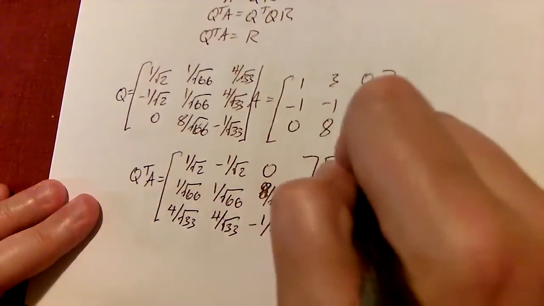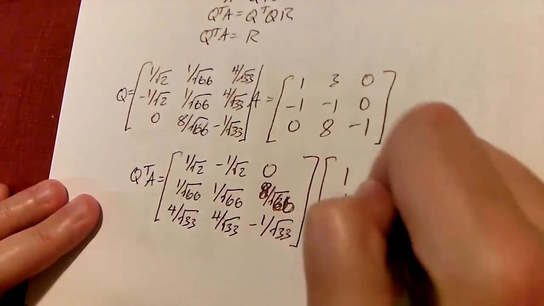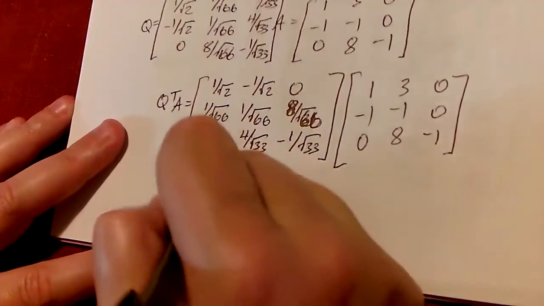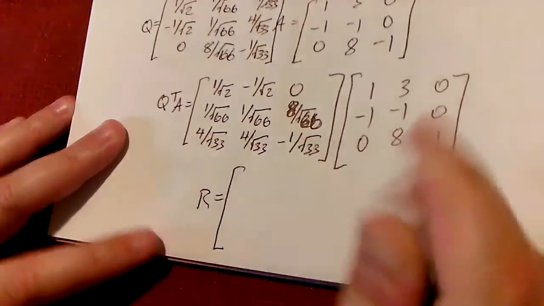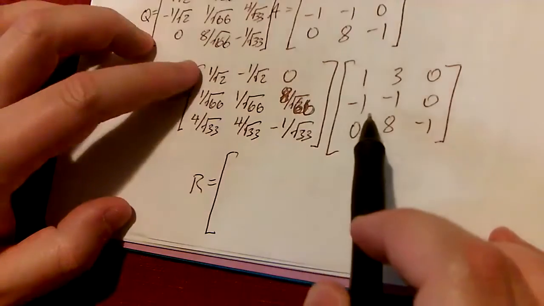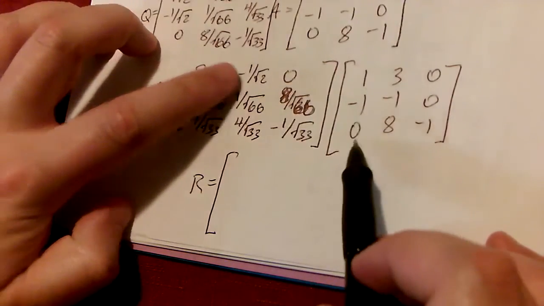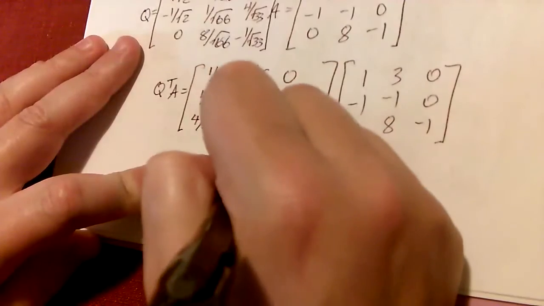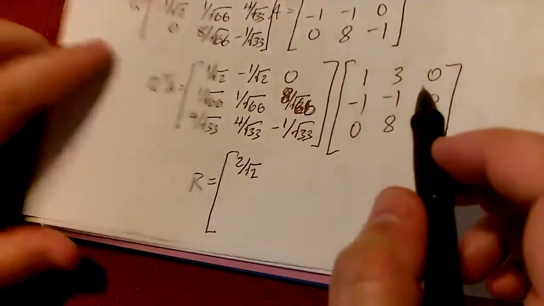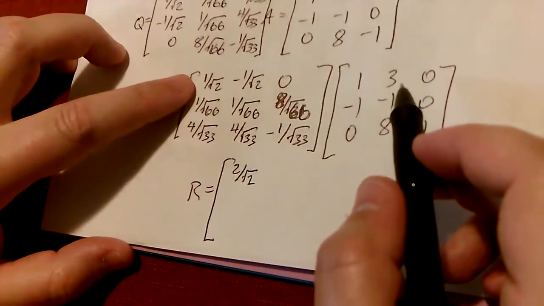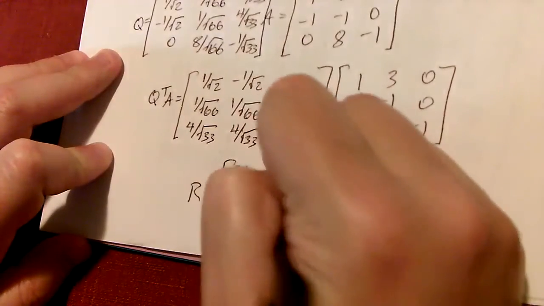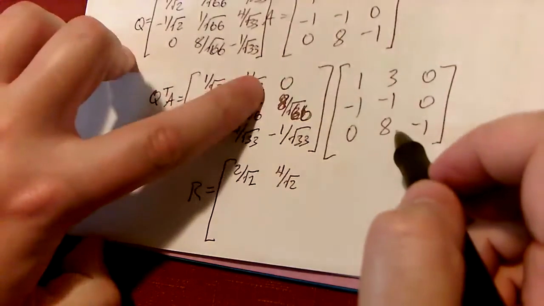Okay, we're going to multiply that times A: 1, negative 1, 0, 3, negative 1, 8, 0, 0, negative 1. And this is going to give us R. First row, first column: 1 over the square root of 2 plus 1 over the square root of 2 plus 0. So I got 2 over the square root of 2. First row, second column: 3 over the square root of 2 plus 1 over the square root of 2, so I've got 4 over the square root of 2, and then plus 0.